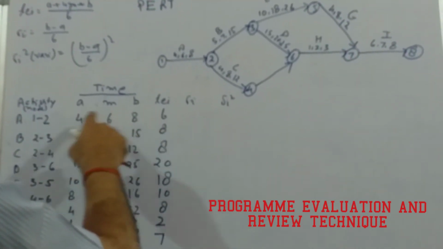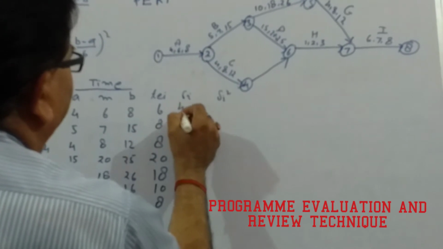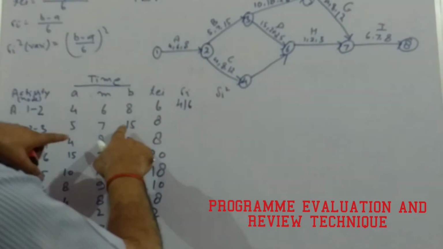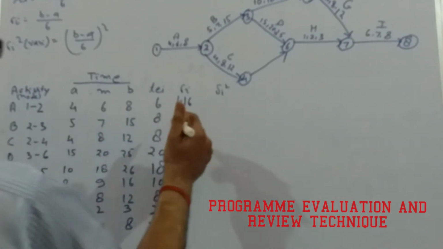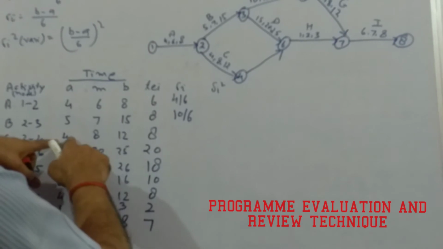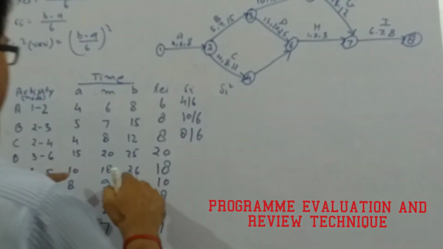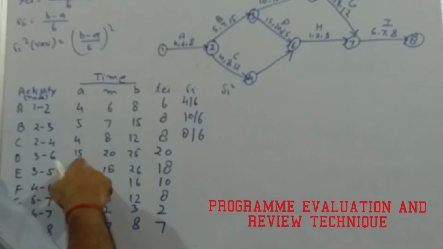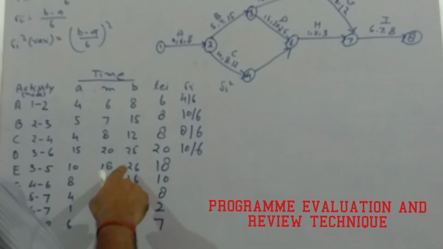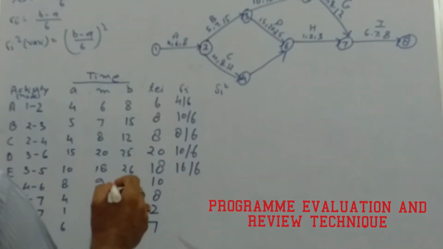8 minus 4, that is 4 by 6. So here we will write 4 by 6. Then 15 minus 5, that is 10 by 6. Here it is 12 minus 4, that is 8 by 6. 25 minus 15, that is 10 by 6. 26 minus 10, that is 16 by 6.